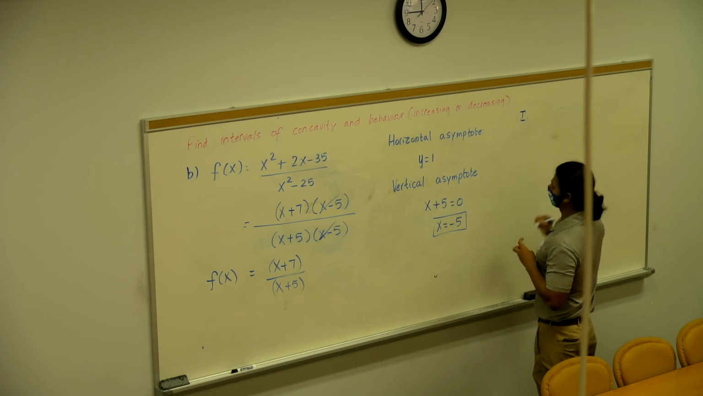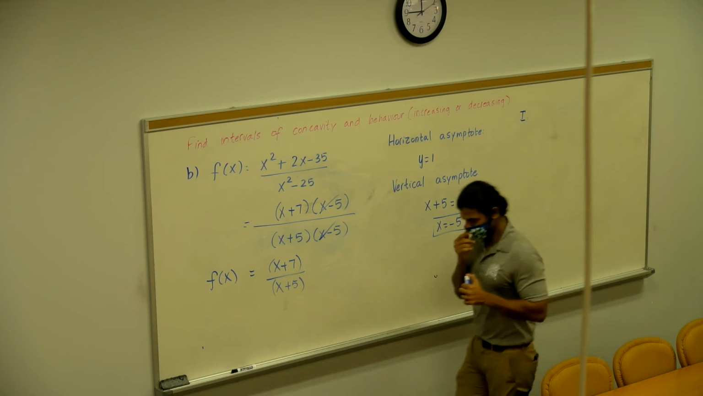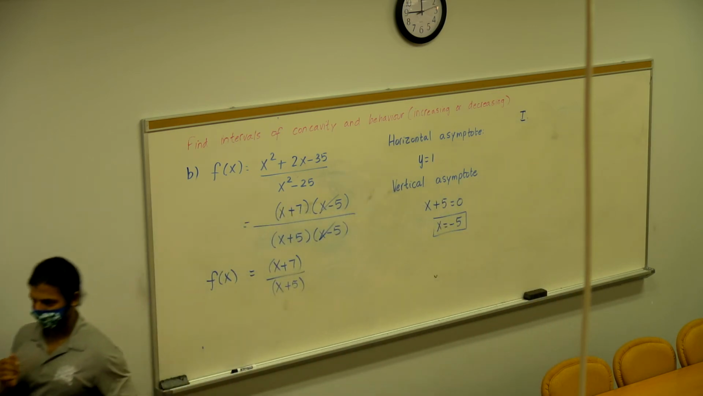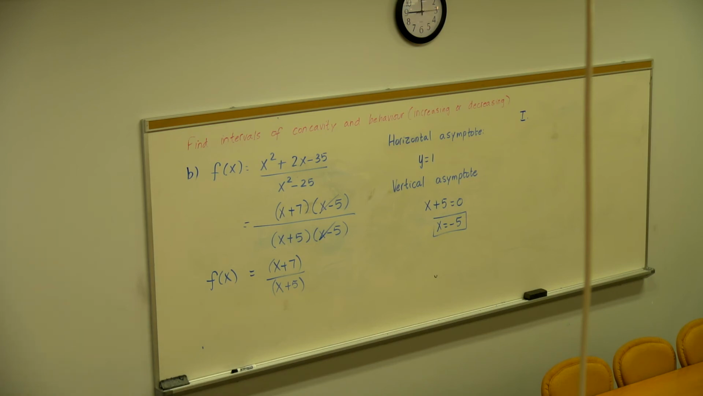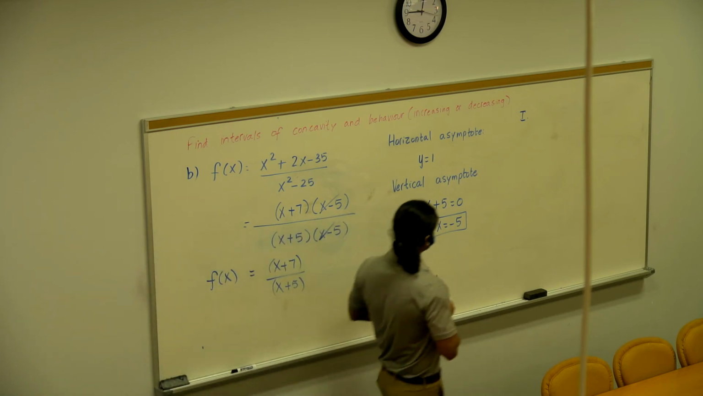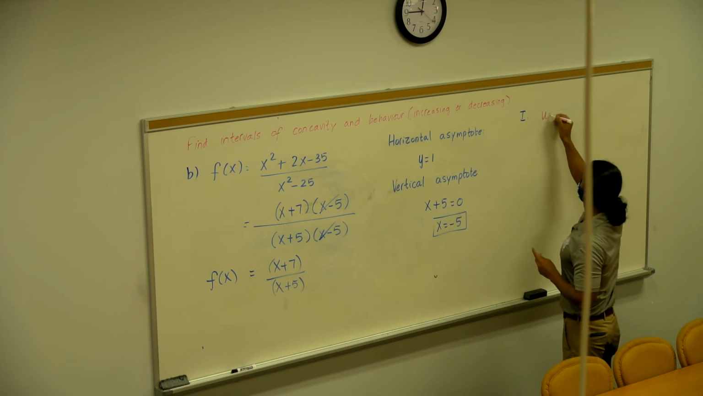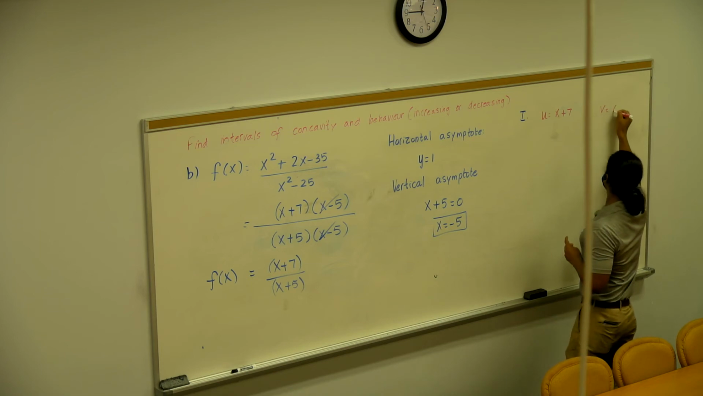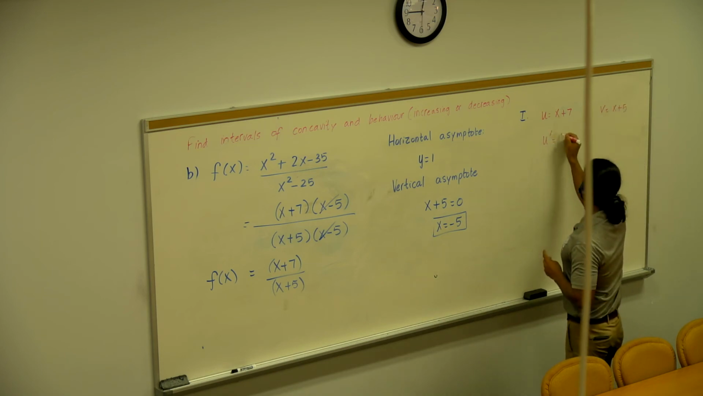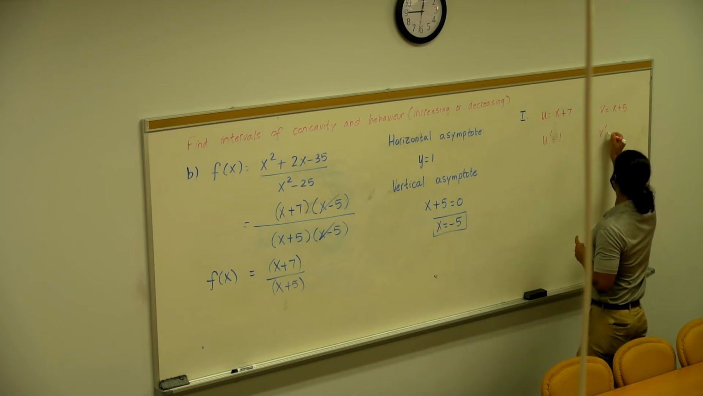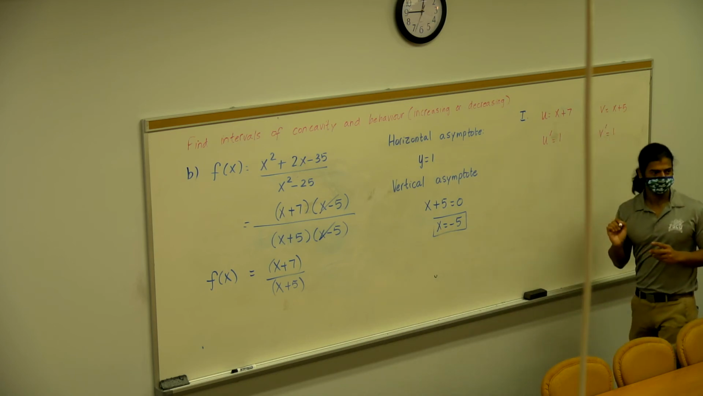We have to find the critical values. Let's go ahead and find the critical values. Okay, let's find the derivative. u is x plus 7. v is x plus 5. u prime is 1. v prime is 1.